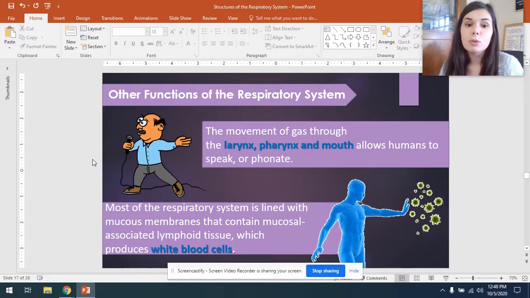Other functions of the respiratory system include the movement of gas through the larynx, pharynx, and mouth, which allows us as humans to speak or phonate, creating sound. Most of the respiratory system is also lined with mucous membranes that help contain mucosal-associated lymphoid tissue, which produces white blood cells. So your respiratory system plays a really important role in keeping you healthy as well.